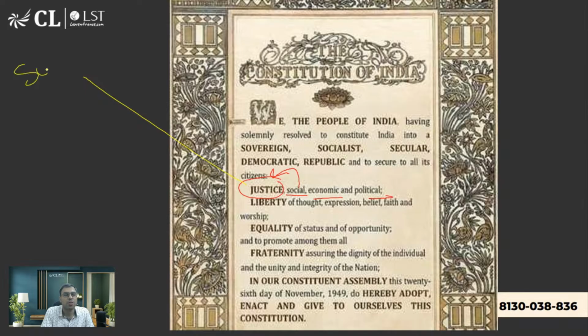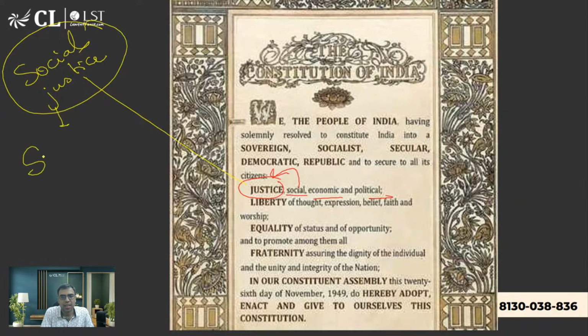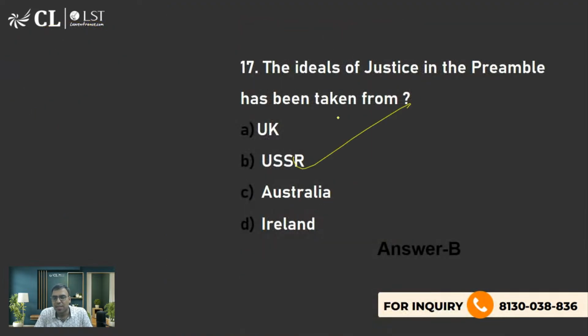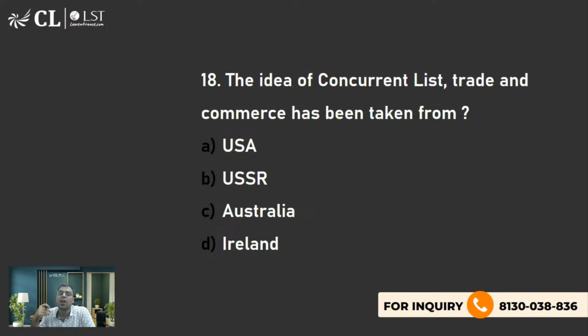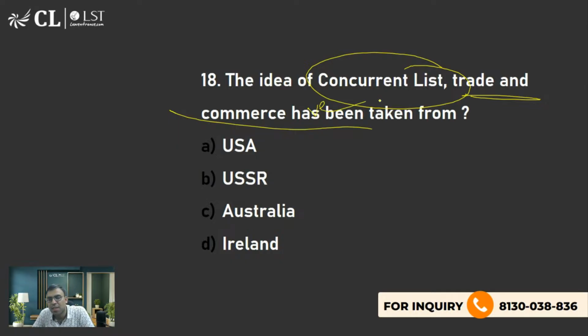So we'll be talking about social justice. सोशलिज्म का आइडिया किसके पास था? सोवियत यूनियन के पास ही तो था. यूएसएसआर है ना. ठीक है. सो द राइट आंसर इज बी. यस अनन्या, राइट. You all are right. Very good. Let's move on to the next one. The idea of concurrent list, trade and commerce has been taken from where? USA, USSR, Australia, Ireland.